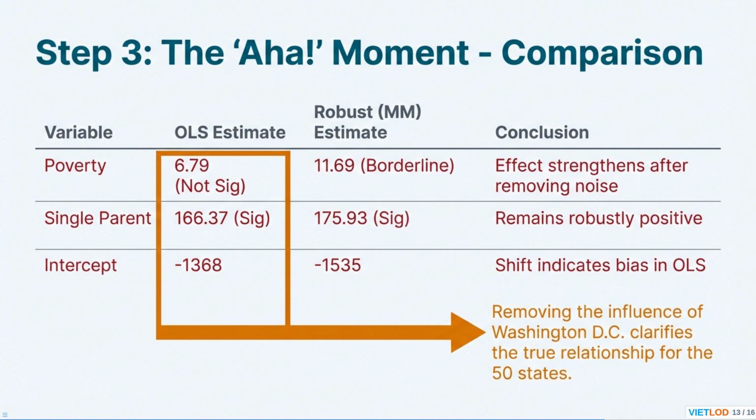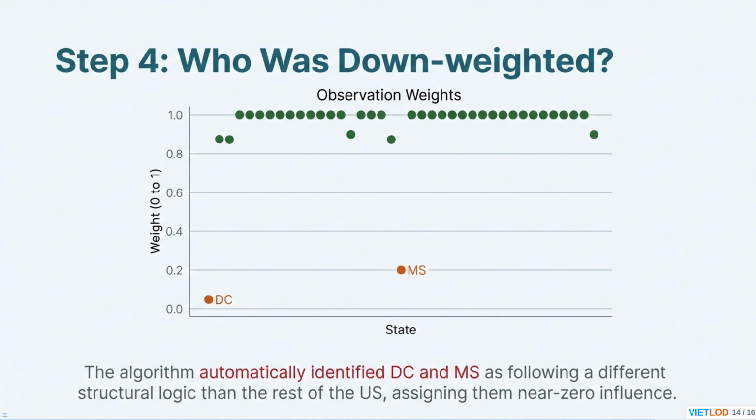This visualization, our fourth step, clearly illustrates the automatic reweighting process performed by the estimator. Each dot represents a state, and its vertical position indicates the final weight assigned to it, ranging from 0 to 1. A weight of 1 signifies full inclusion in the model, while a weight near 0 means the observation was effectively ignored due to its outlier characteristics. As you can see, the vast majority of states received a weight of 1, indicating they conform to the general structural logic of the data.